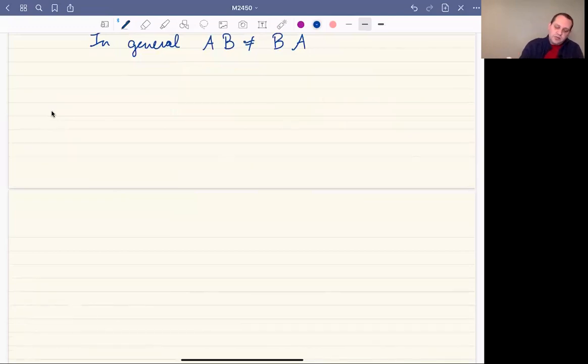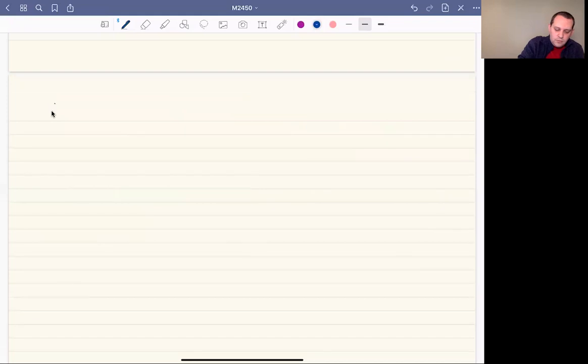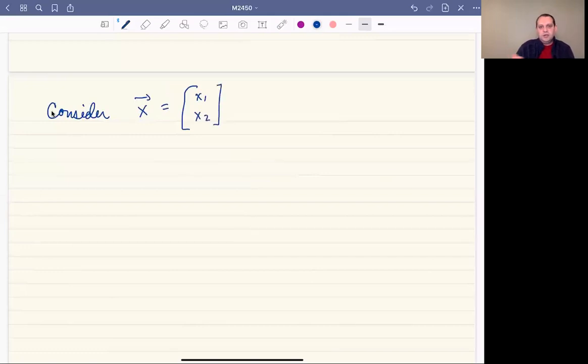So what I want to do is consider a vector x. By a vector, again, if you're comfortable working with vectors, that's totally fine. If you're not, you can just think of a vector as a row or column matrix, depending on the situation. So in this case, I'm going to use a column matrix. So this is a 2 by 1 matrix. And so I'm going to consider a vector x.